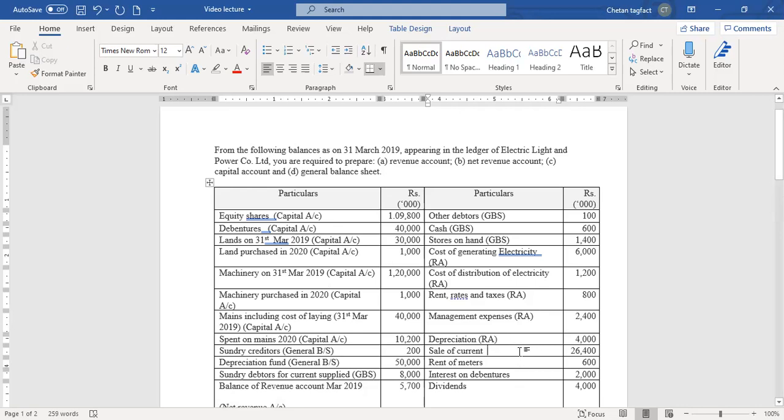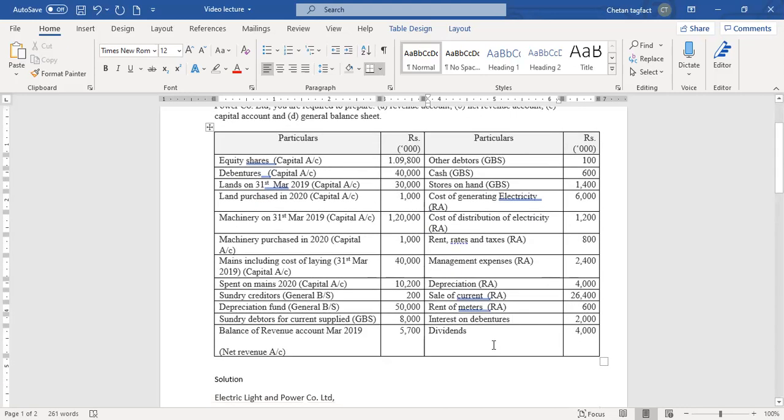Now we have sale of current. Sale of current means sale of power. So this sale of power amounts to revenue. This amounts to income. So this is taken onto the credit side of my revenue account. Similarly, the rent on meters that is received by the electricity company from its customers amounts to an income. So it is taken onto the credit side of the revenue account.